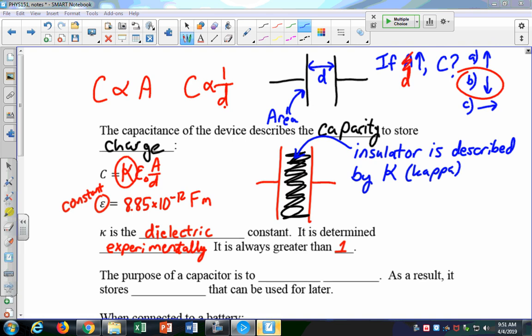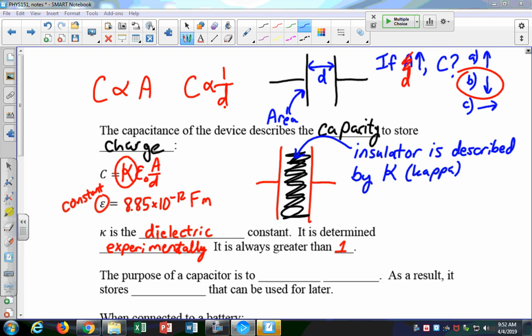That dielectric constant describes how good of an insulator it is. And the better the insulator, the more charge I'm going to be able to store on that capacitor. So that little piece of wax paper that we put between those two pieces of metal not only keeps the plates from touching, because if the plates touch, you don't have a capacitor anymore. The capacitor plates have to stay separated. But it also increases the amount of charge that we can put on the capacitor.